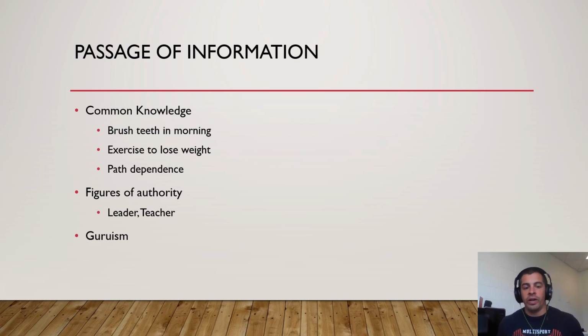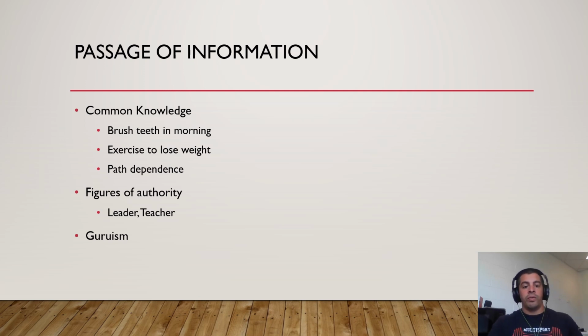The passage of information. That's important. Well, how do we know certain things? Well, there's common knowledge, things that we were just brought up to learn, right? So we know how to brush our teeth in the morning. We know that we probably should exercise to lose weight. That's a common knowledge thing. What we know is that sometimes common knowledge is incorrect. There are things we do all the time which are common knowledge but might not be the most efficient or correct way to do things.